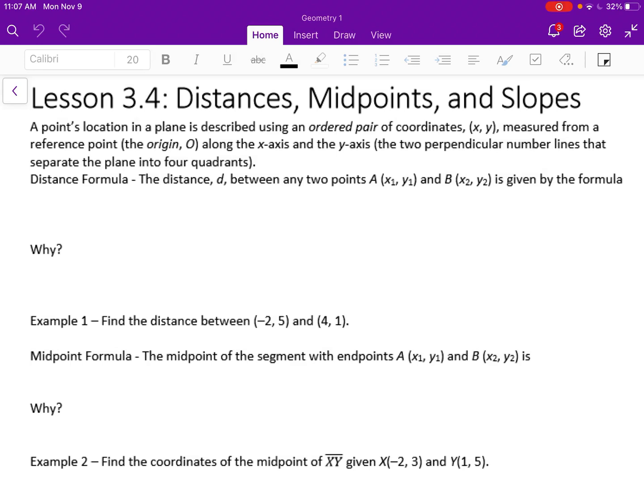Lesson 3.4, we will study the distance formula, midpoints, and slopes. These all relate to some algebra things that cross over with geometry.